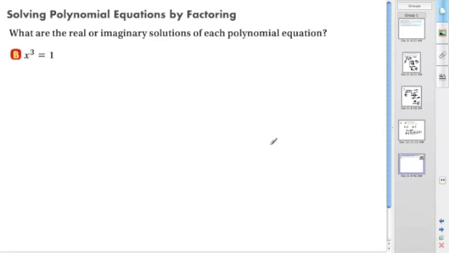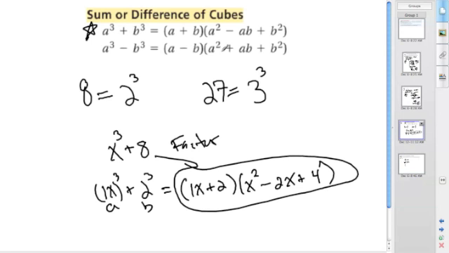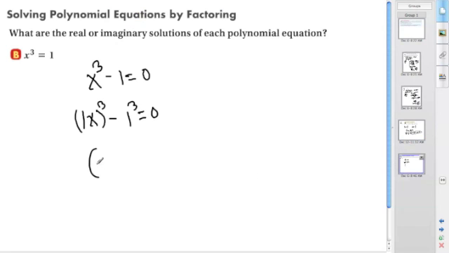We'll try another one and use it to solve. So we have x to the third minus 1 equals 0. We have 1x to the third, it's a difference of cubes, equals 0. So we're going to have to use our difference of cubes and factor it. So I know it's going to be a minus and all pluses. So 1x minus 1, and we're going to have x squared plus 1x plus 1.